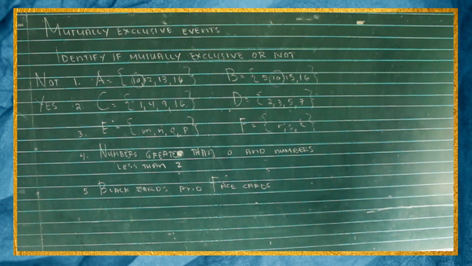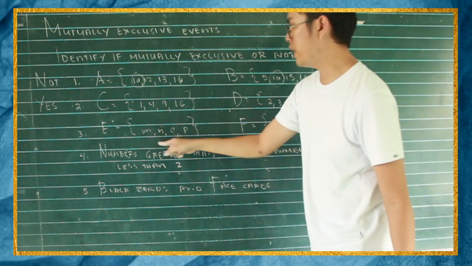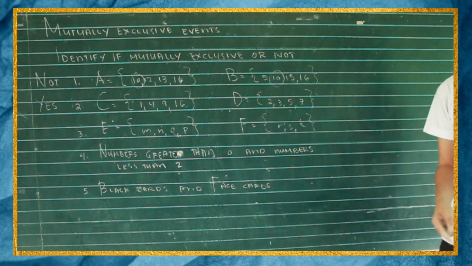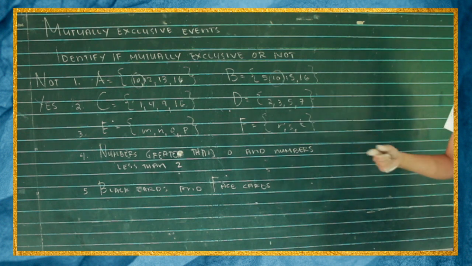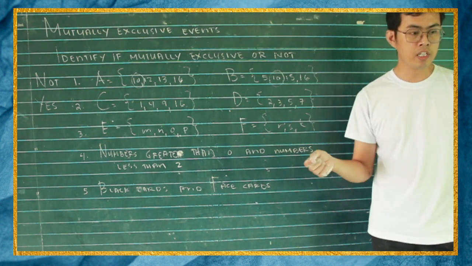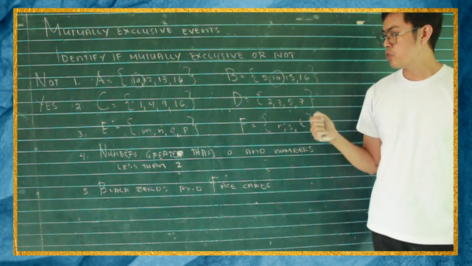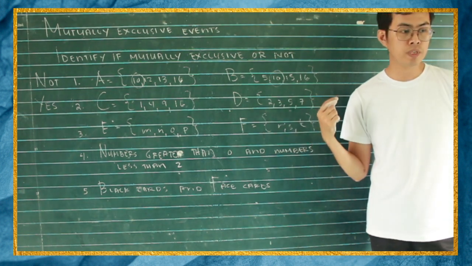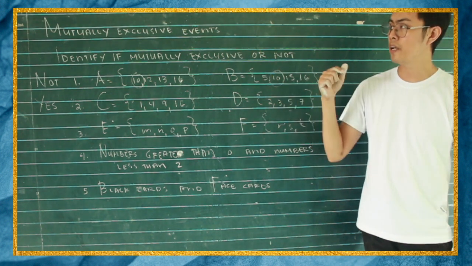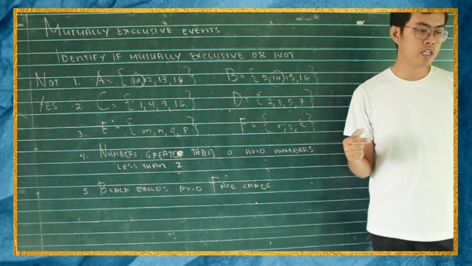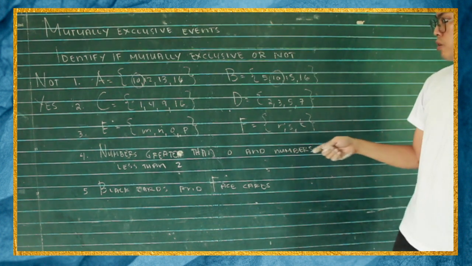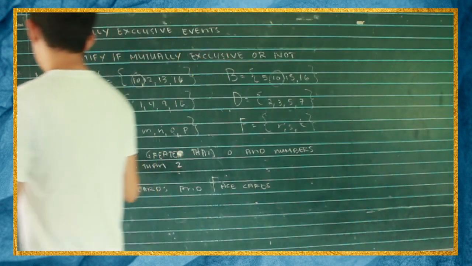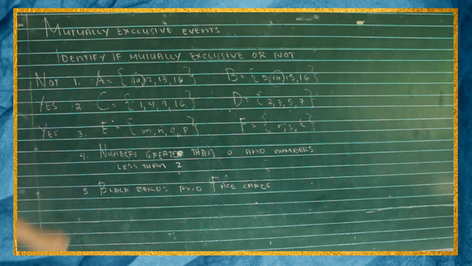Number 3, we have set E, whose elements are M, N, O, P, and set F, whose elements are R, S, T. So even if we use letters, numbers, or other elements to represent a part of a set, we can use numbers, letters, or variables, as long as the element is not present in both sets. That is all we need to identify if the given sets are mutually exclusive or not. Since their elements are different, with none the same in both sets, number 3 is also a mutually exclusive event.